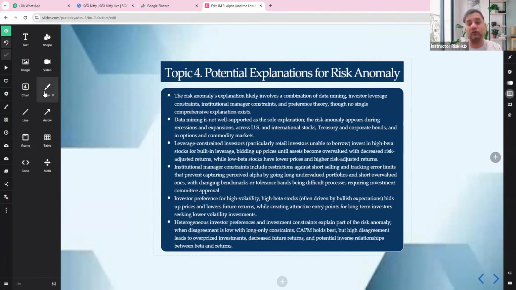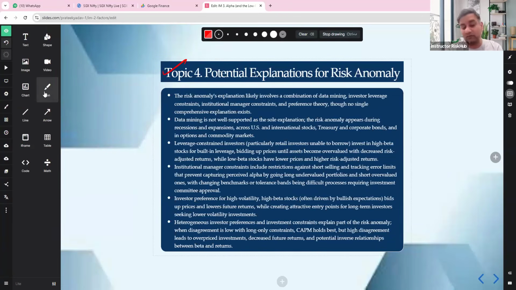Right. Then we go into the potential explanations for the risk anomaly. Now we explain why markets behave this way. There is no single explanation. There is a mixture. The risk anomaly explanation involves a combination of data mining, investor leverage constraints, institutional manager constraints, and preference theory. So no single comprehensive explanation exists. Data mining is not well supported as the sole explanation.